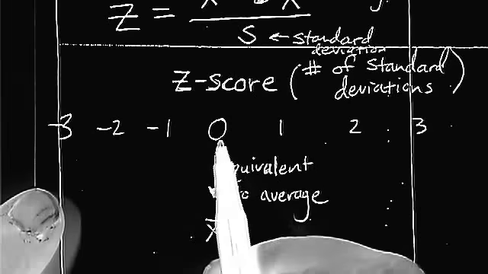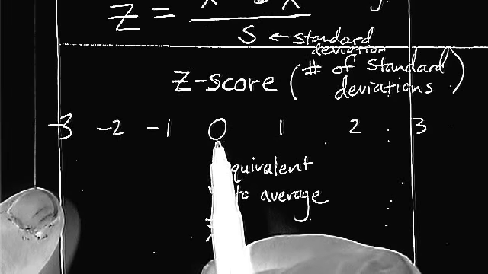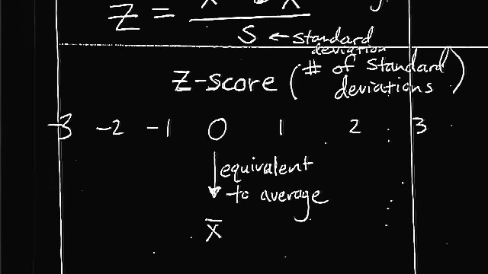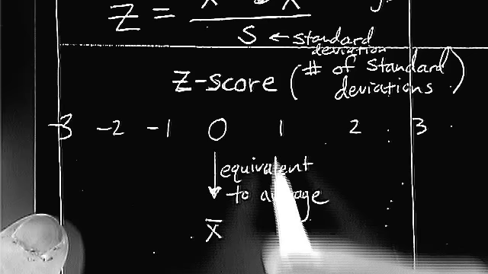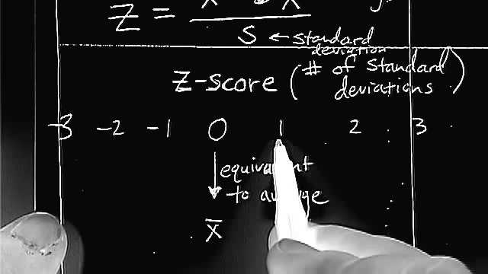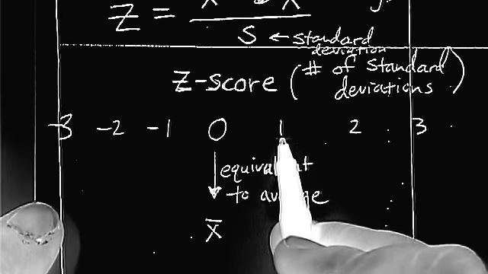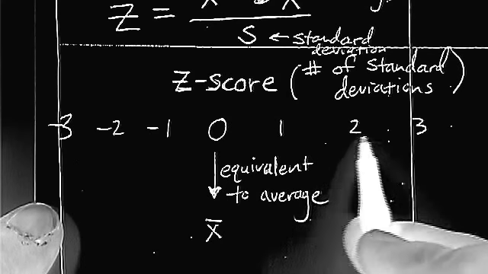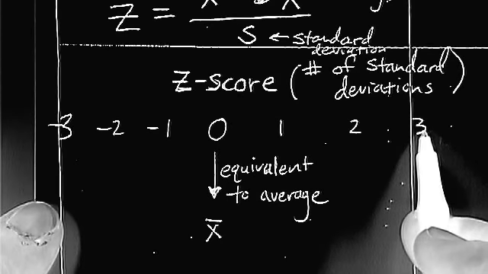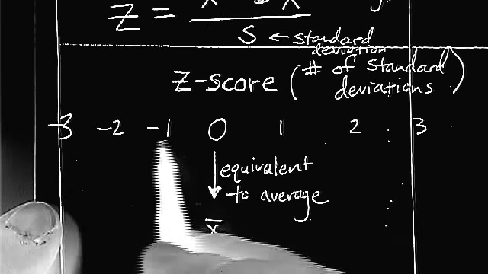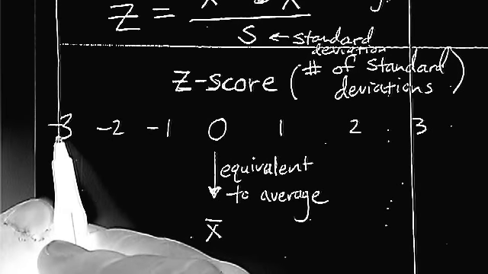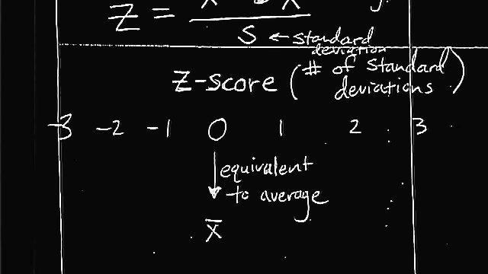Now, the Z-score of 0 itself corresponds to the actual average. 1, 2, and 3 are 1 standard deviation above the average, 2 standard deviations above the average, 3 standard deviations above the average. Or 1, 2, 3 below the average, with the negative values.